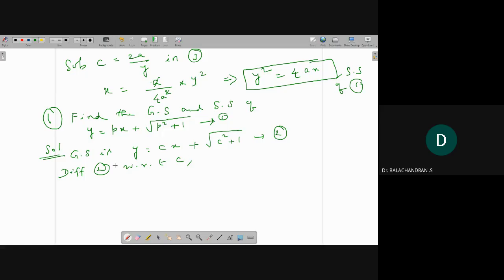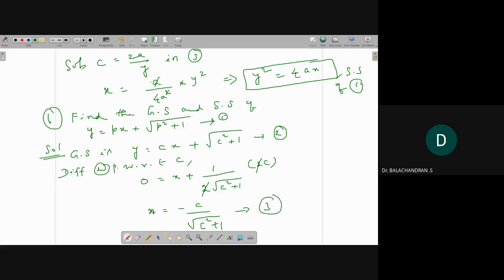Differentiate equation 2 partially with respect to c. So 0 equals x plus 1 by 2 root of c square plus 1 into 2c. So 2 gets cancelled. From this, it is a little bit difficult to find c in terms of x, so I will take x in terms of c. So x is equal to minus c divided by root of c square plus 1. I call this equation 3.